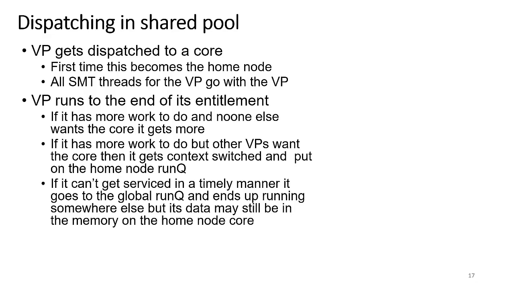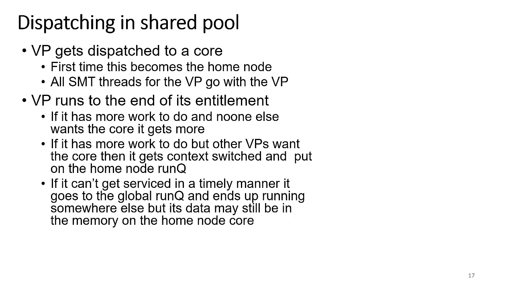So let's touch on dispatching in the shared pool. What happens is the virtual processor gets dispatched to a core, and the first time that virtual processor gets dispatched, that core becomes its home node. I mentioned before that all of the SMT threads go with the VP and run on that core. When that virtual processor runs to the end of its entitlement, so if its entitlement is 0.6, it will get 6 milliseconds on that core. If it has more work to do and no one else wants the core, it gets more core.